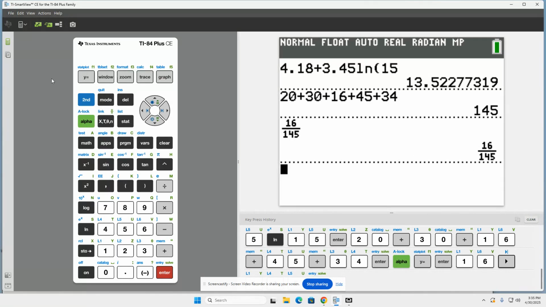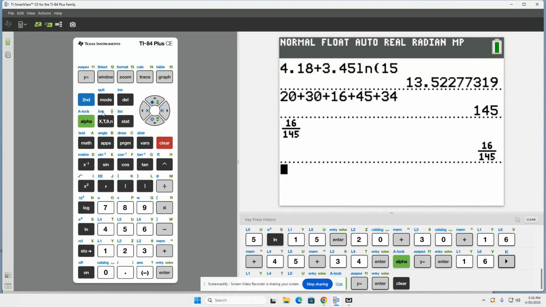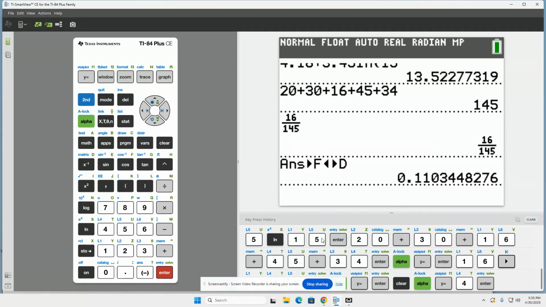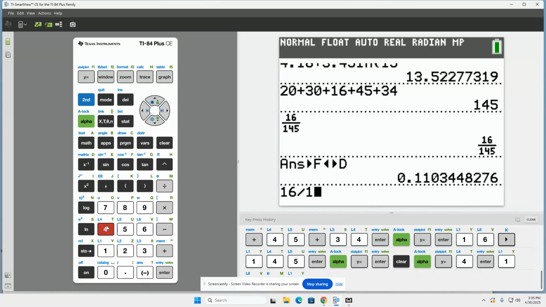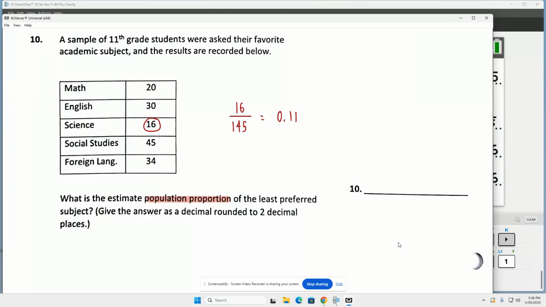You could either do this, and then do alpha y equals and turn a fraction into a decimal, number 4. Whoops, I didn't mean to do that. Alpha y equals number 4. And that is 0.11. The other thing is, instead of doing a fraction at all, you could treat this as division and go 16 divided by 145. That's the way most people like to do it. But you see, it's the same answer. So our answer as a decimal is 0.11.